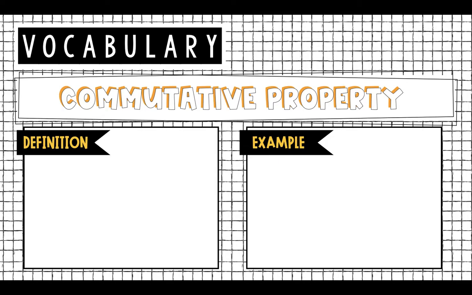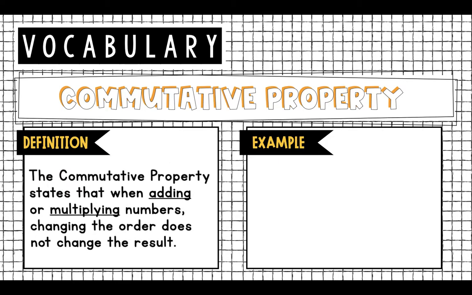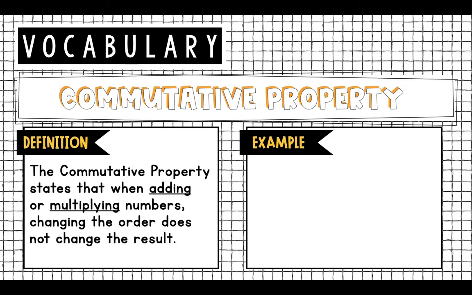The definition of the commutative property says that when adding or multiplying numbers, changing the order does not change the result. So for addition, this would look like a plus b is equal to b plus a. Or if I wanted to substitute or plug in values for those variables, it could also mean that 4 plus 6 equals 6 plus 4. It doesn't matter which way I add these numbers or the order, I'm still going to get the same result.